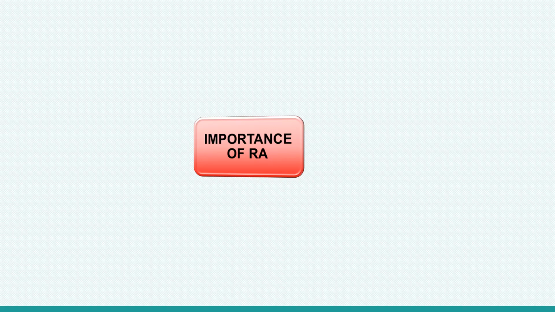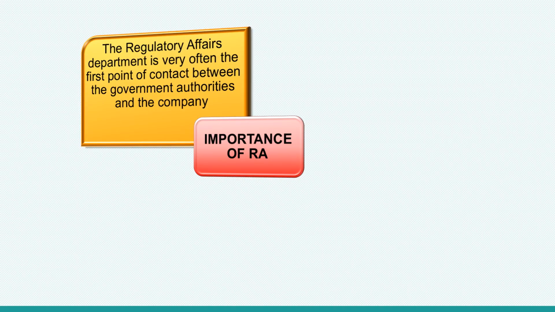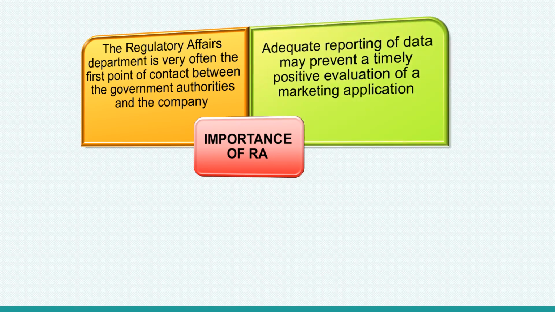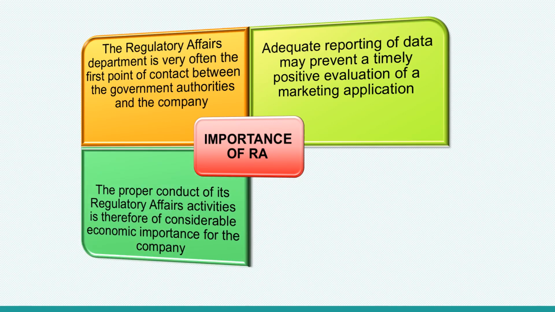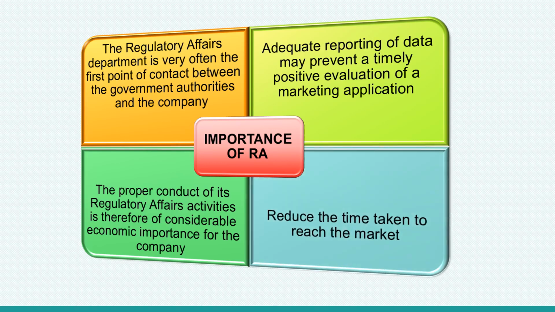What is the importance of regulatory affairs? The regulatory affairs department is the first point of contact between the regulatory authorities and the pharmaceutical company. These professionals provide adequate data to the regulatory authorities, so timely evaluation is done and approval is received within the time frame. By conducting proper regulatory activities, you can get economic growth also, and you can reduce the time taken to reach the market by submitting good quality dossiers. We will get approval in time and enter the market within the time frame, so we can get the economic benefit.